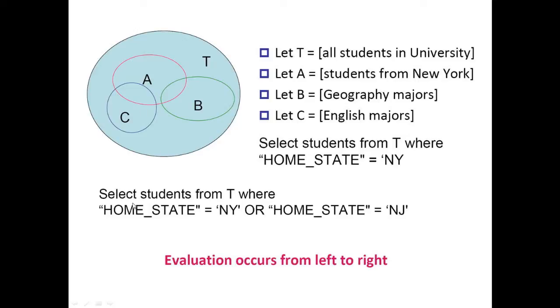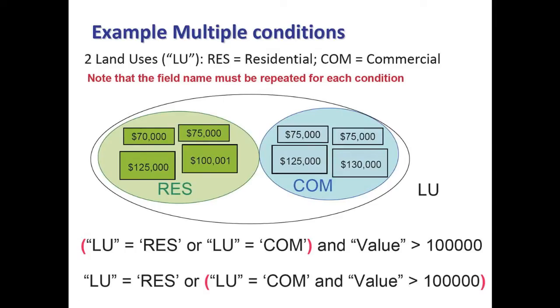So if we're going to select students who are from the home state of New York or the home state of New Jersey, we're going to be including, I guess, everybody in here because we don't know who's from New Jersey. But how we read it, we're going to go first to home state of New York, so it's going to select all of A, and if we're using an OR operator, we're going to expand our selection. We can include more than just those. So you can use multiple conditions to hone in on your selection even more.